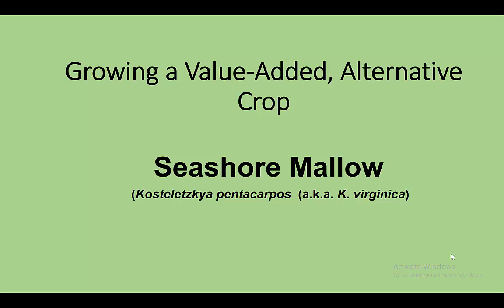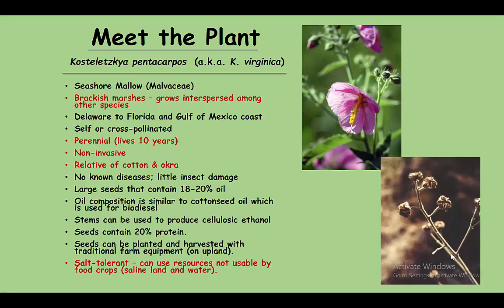Anyway, the first one we're going to talk about is seashore mallow, Kosteletzkya pentacarpos. It's a member of the Malvaceae, same as cotton and the same as okra. It is in the brackish marshes, about half-strength seawater is about as much as it likes. And it's a perennial, lives perhaps 5 to 10 years.